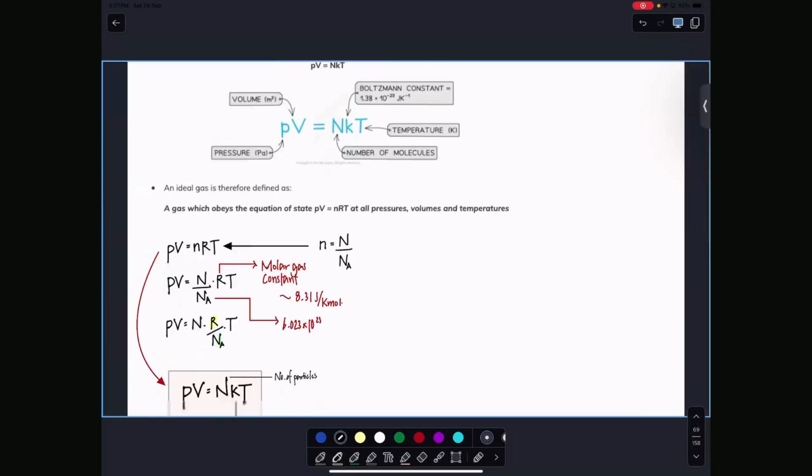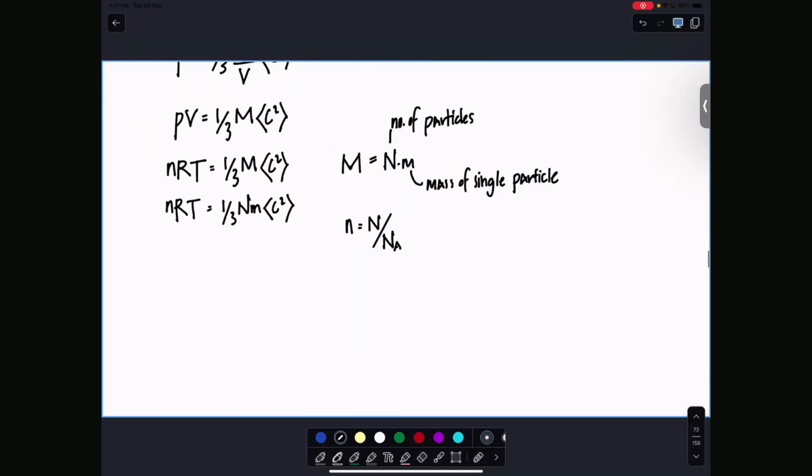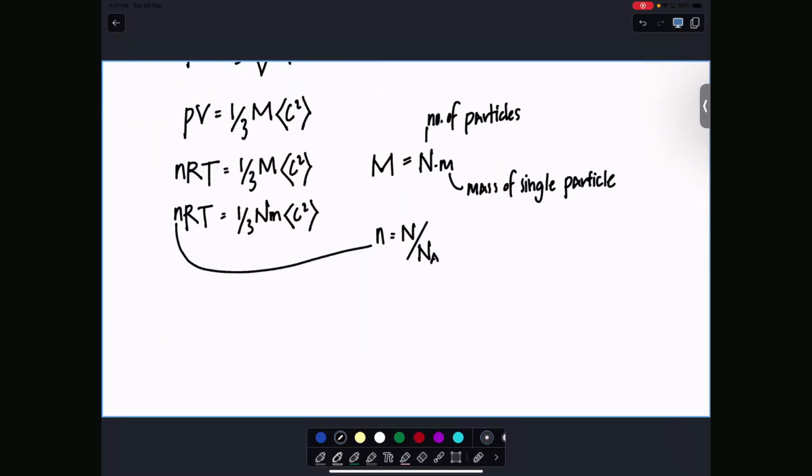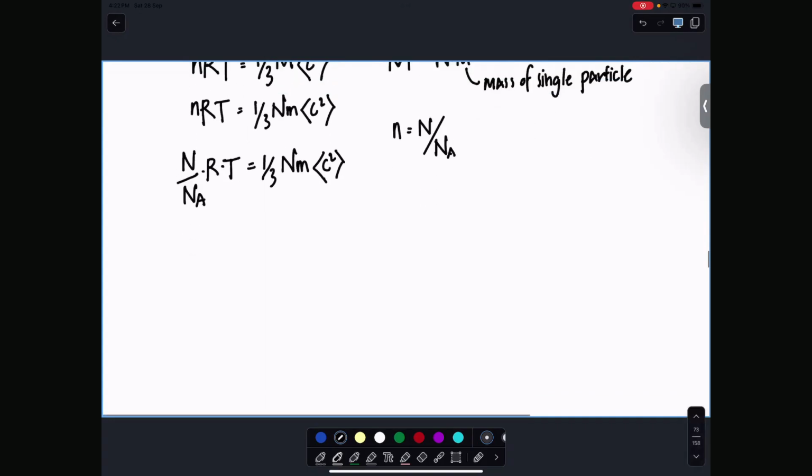So I'll replace this with that. What I'll have here is n by Na times R times T equals 1/3 nm c square. Can you tell me what cancels out? N cancels out. Also, what's R by Na? That's the constant k, the Boltzmann constant. So kT equals 1/3 mc square.